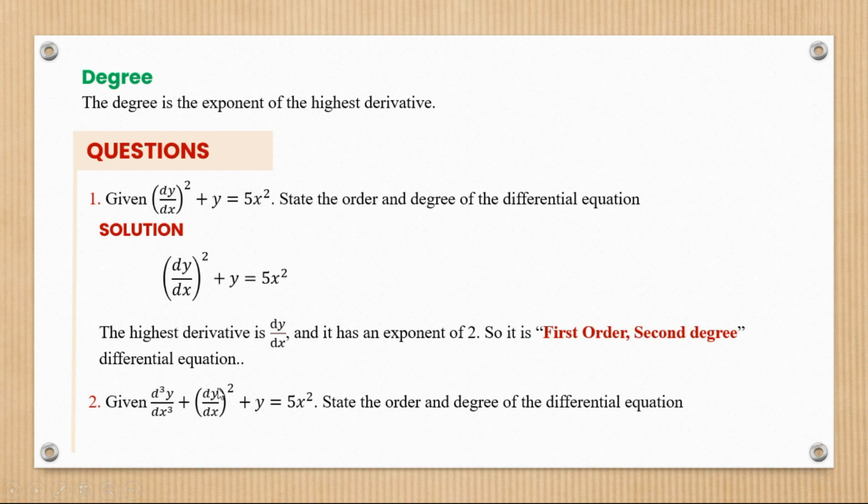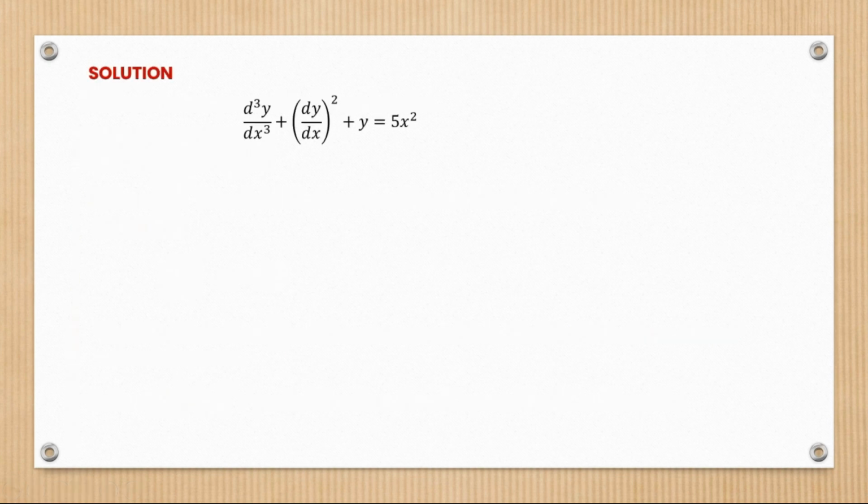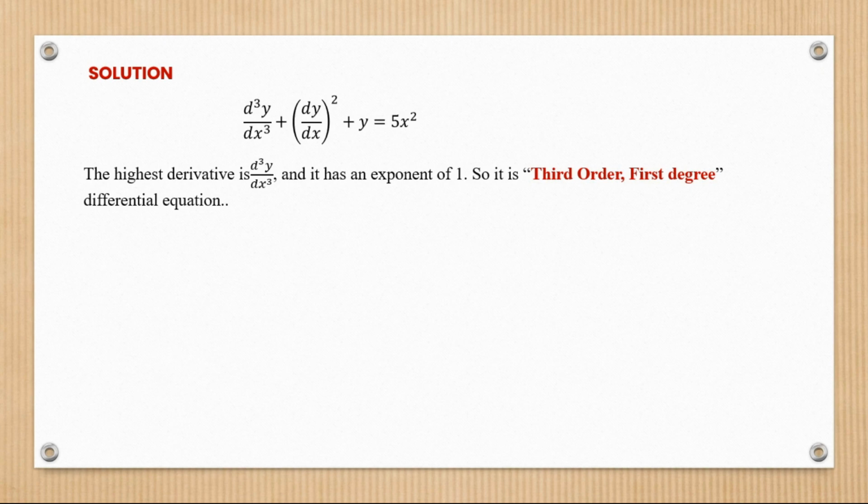So that means we will not look at this here. We shall look at the degree of this one right here, and we can say that it is to the power 1. So the highest derivative is d cubed y over dx cubed, and it has an exponent of 1. So it is a third order first degree differential equation.